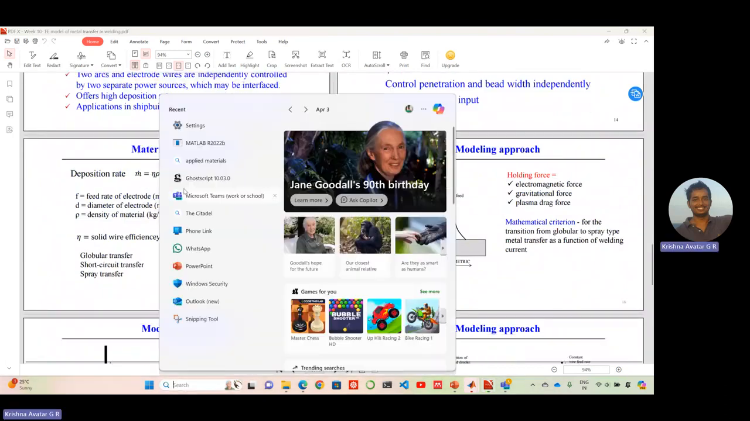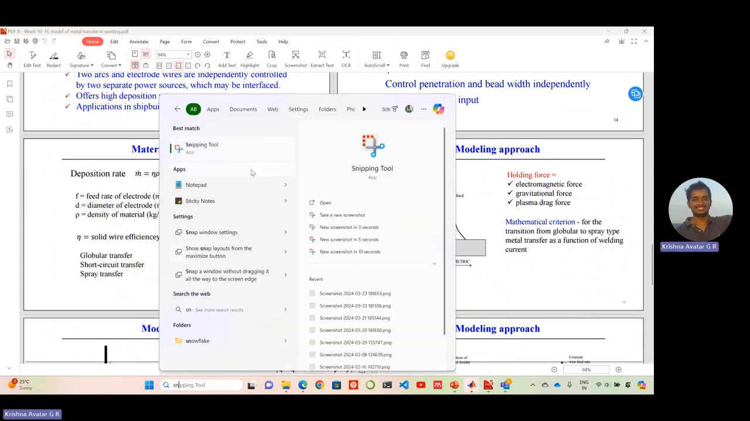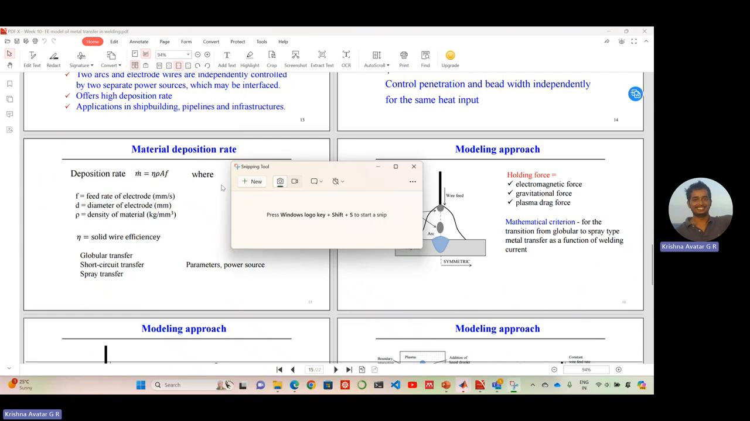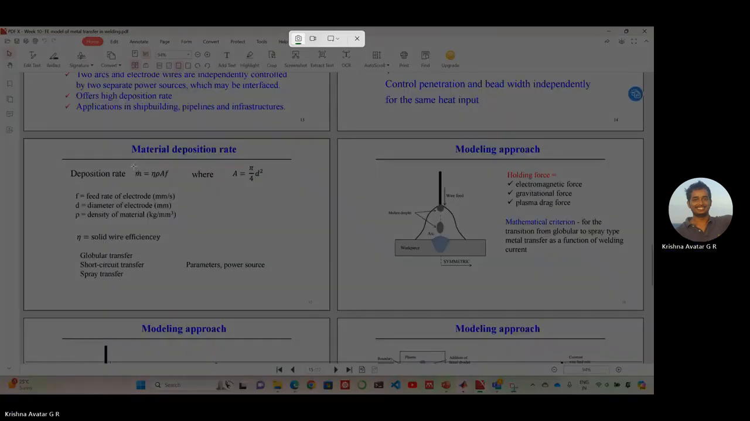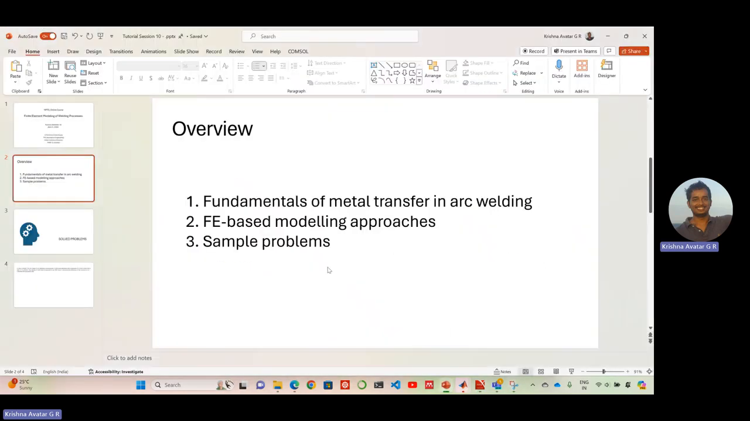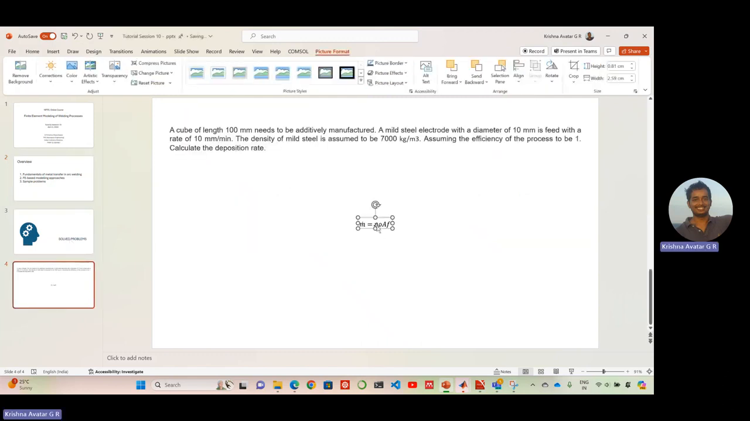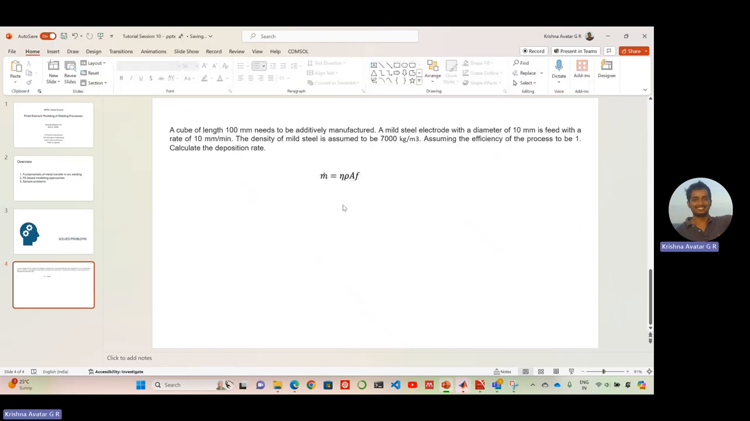And I'll just take a screenshot because we will be using this equation in some solved examples. So let me copy and go back to the presentation. So just paste it here. So we'll be solving a question like this.